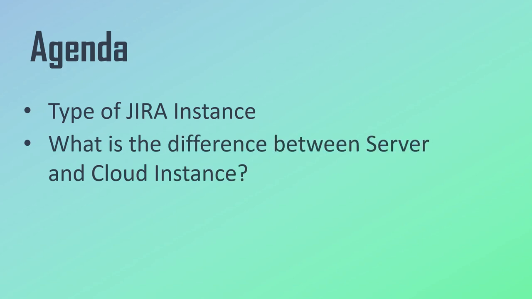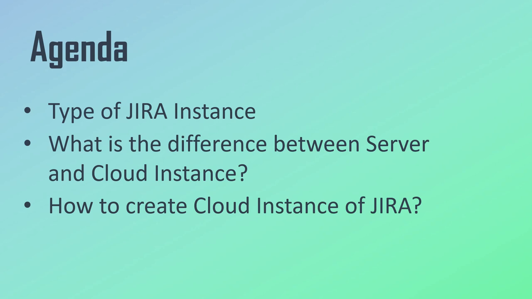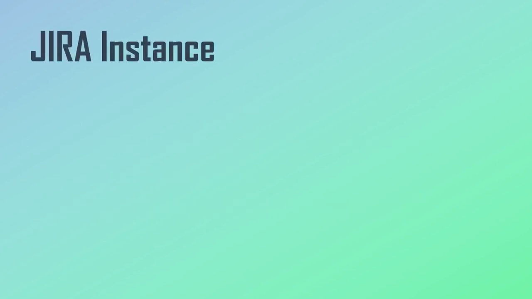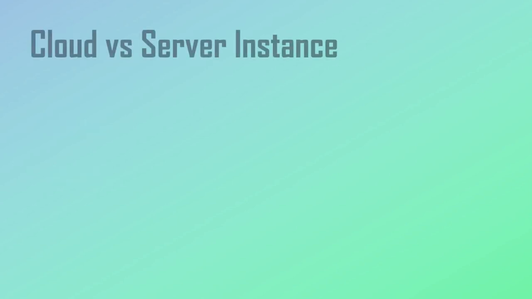We will learn the types of JIRA instance, what is the difference between server and cloud instance, and then how to create a cloud instance of JIRA. Basically, there are two types of JIRA instances. First one is cloud and the second one is server. I will tell you what is the difference between the cloud and the server instance and which one you should use if you are a beginner to learn about the JIRA software.